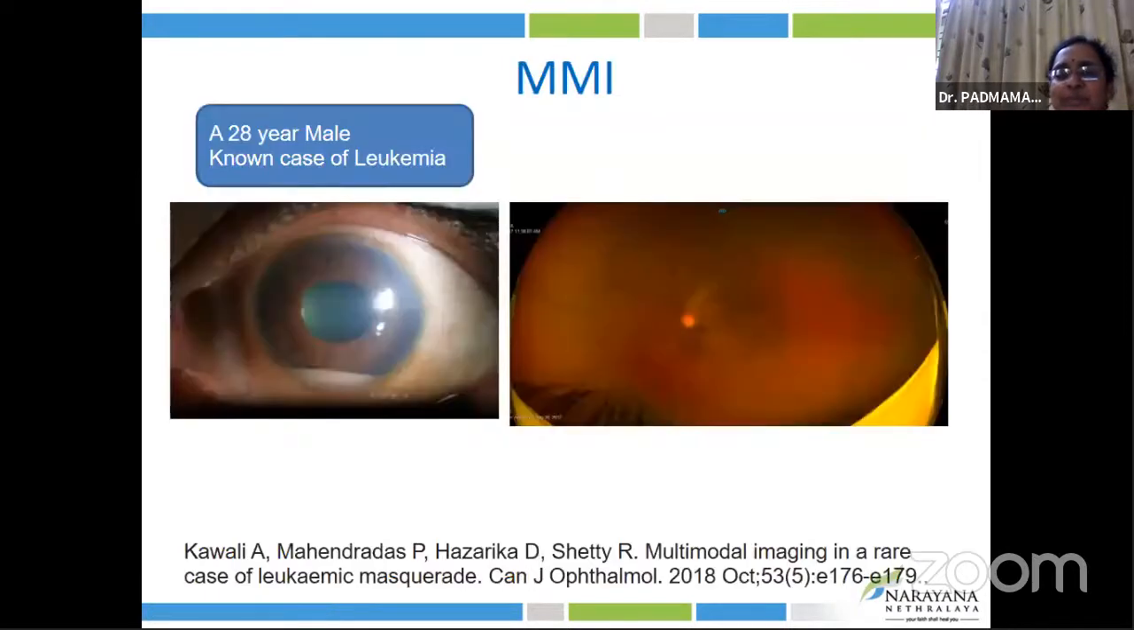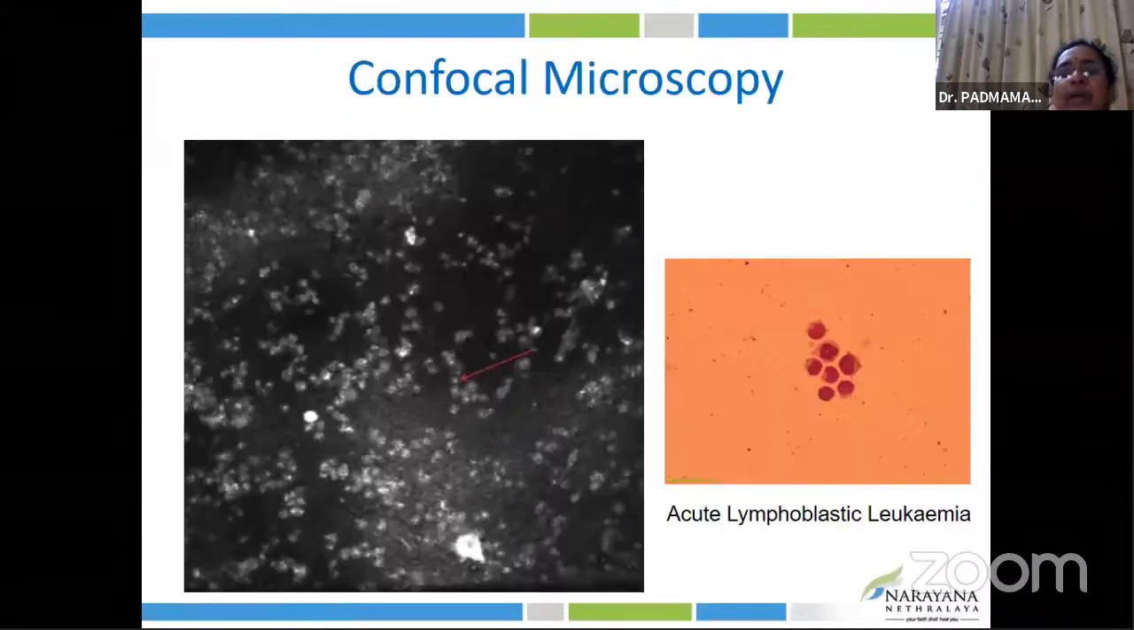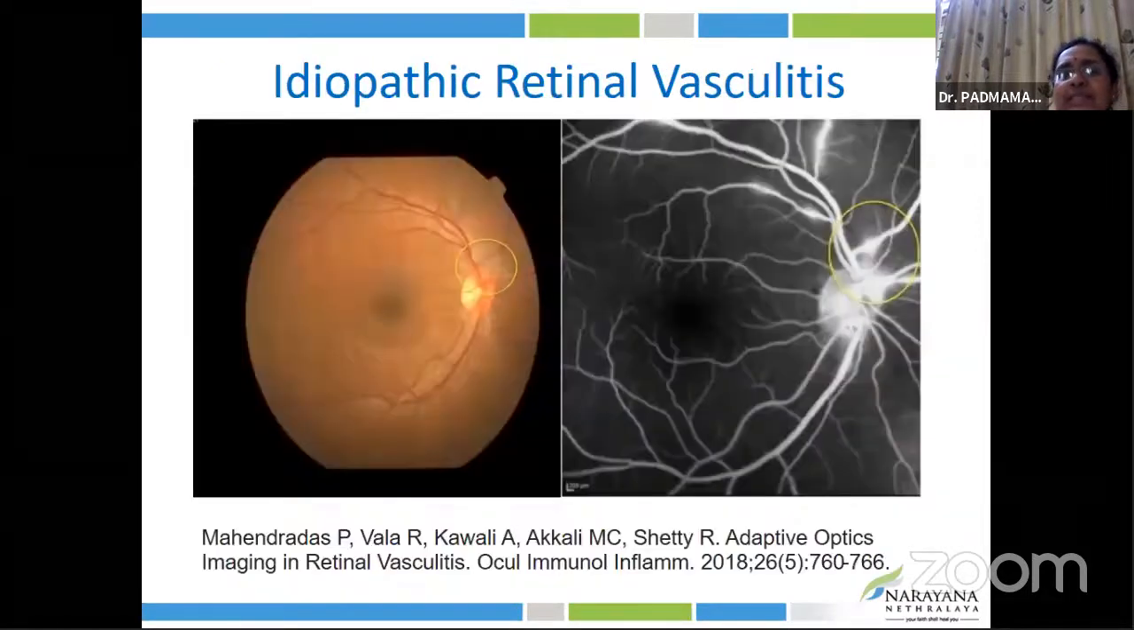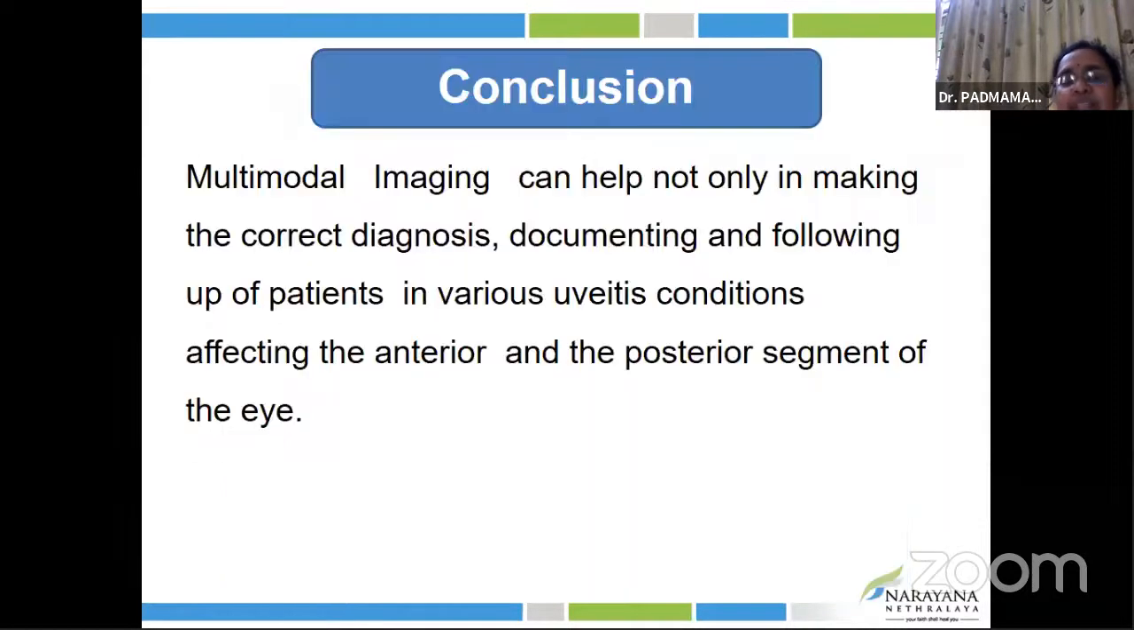Sure. Thank you. So here is a case of leukemia, where confocal shows hyperchromatic nuclei with enlarged cells corresponding to the blast cells. Here is a case of idiopathic retinal vasculitis. Fundus photograph is normal. Staining and leakage on FFA, where you can see the perivascular cuffing on adaptive optics. Following treatment, you could monitor the response to treatment with the disappearance of the cuffing in this case.